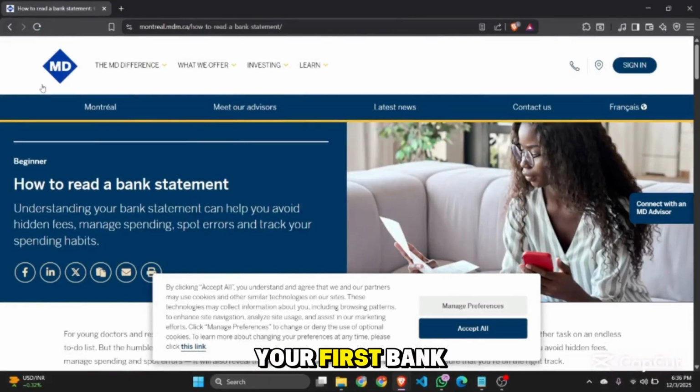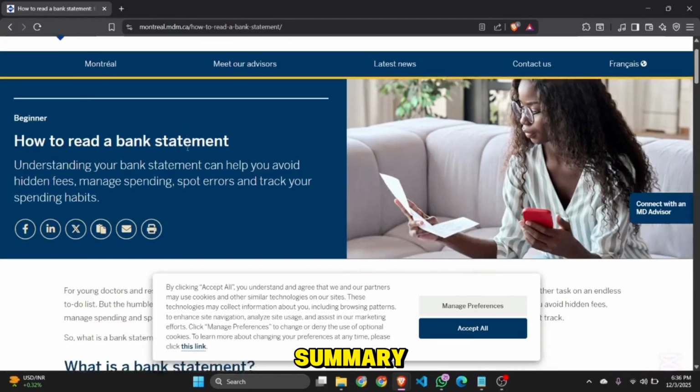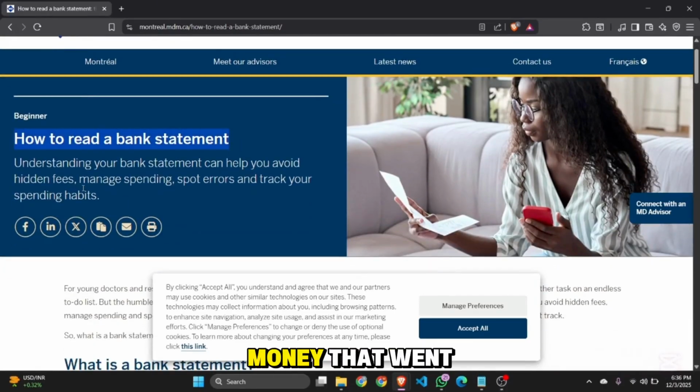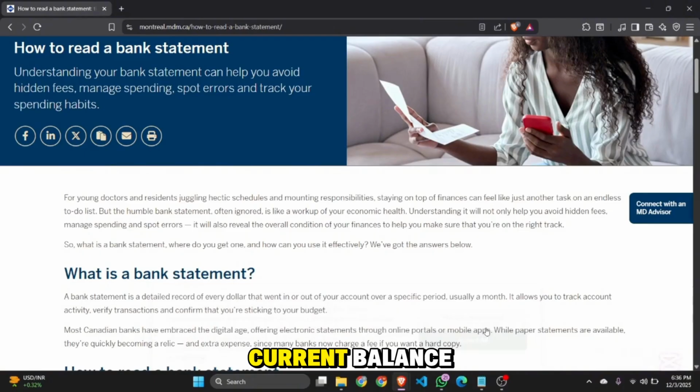How to read your first bank statement, checking or saving. A bank statement is a monthly summary showing money that went in, money that went out, and your current balance.